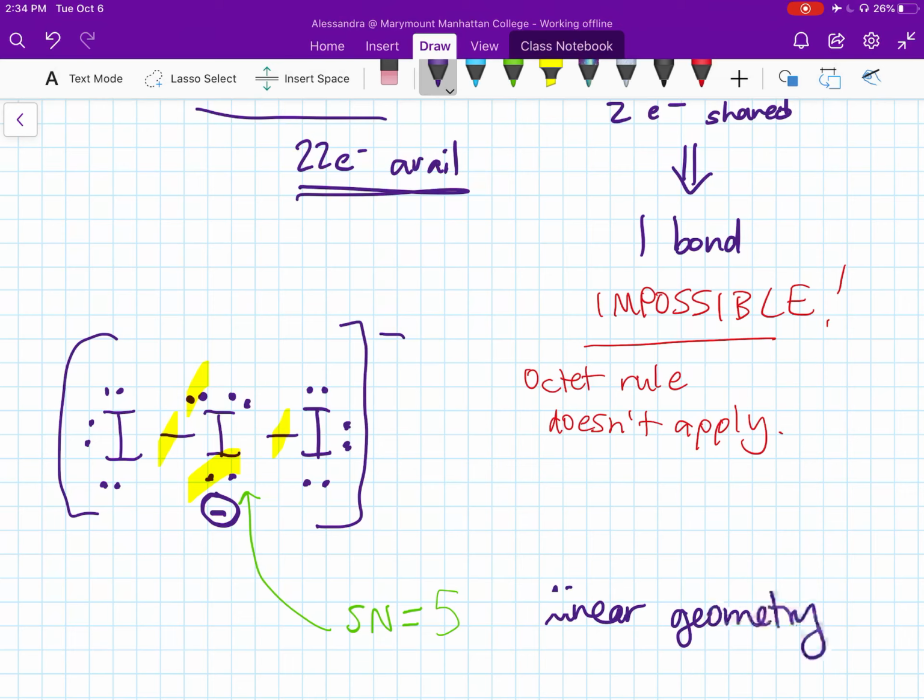That's because if I have a substituent number of 5 and it's all bonding pairs, then I have a trigonal bipyramid. But here, instead of having bonds around the equator of that trigonal bipyramid, I have those lone pairs around the equator. So the bond angle here is going to be 180 degrees. Basically, those iodines are going to be as far apart as they can from each other. So this is going to be a linear geometry with a bond angle of 180 degrees.